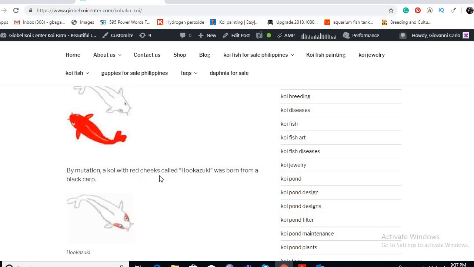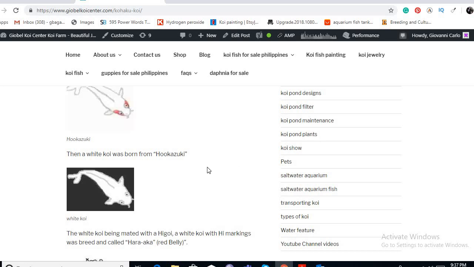Then, by mutation, a koi with red cheeks called Ukazuki was born from a black carp. This is a new mutation of koi that have red cheeks. Here its face has red coloration, so it was called Ukazuki, and it was born from a black carp. Then a white koi was born from Ukazuki. So the Ukazuki produced a white koi.